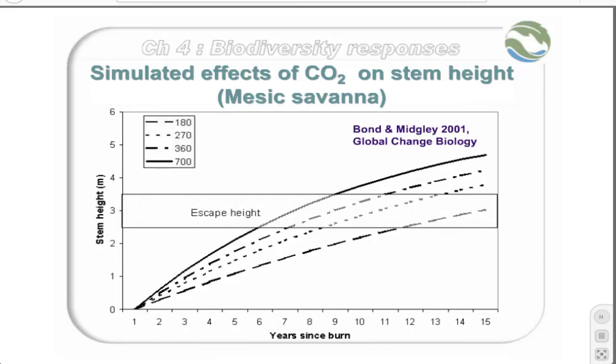We summarize this hypothesis with this graph showing how the escape of tree saplings to what we call escape height, which is above the lethal flame zone of grass-fueled fires, would have been much slower under low CO2 than it would be now under high CO2 and possibly into the future.